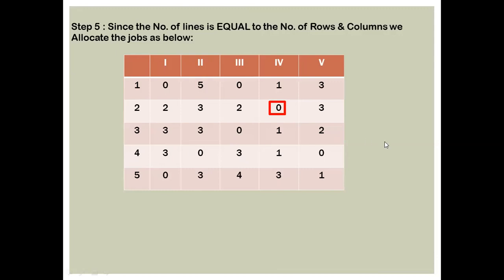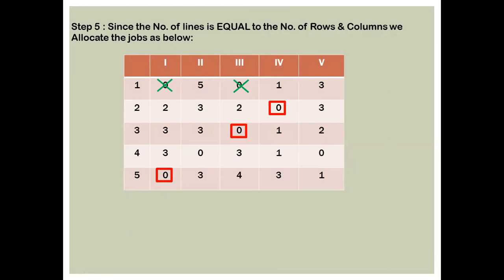Similarly, in the third row, you can see there's a single zero. So I will put that in a box. And as you can see, in that particular column there is one zero, which I should cancel. In the fourth row, there are two zeros, so you will not allocate any jobs to them. In the fifth row, there's a single zero, so you will put a box again. And simultaneously, you will cancel the zero in that particular column. Now we have finished the allocation row-wise.